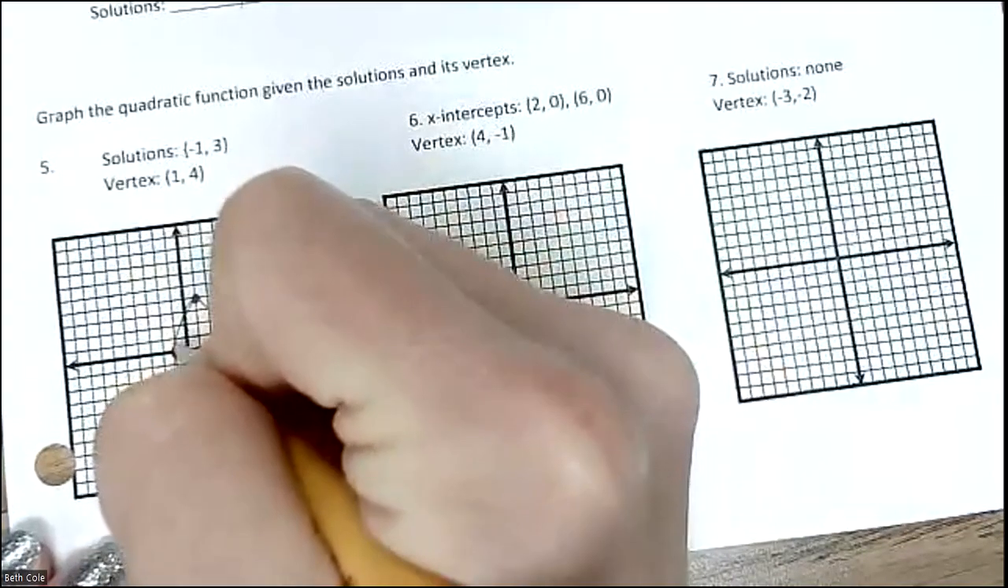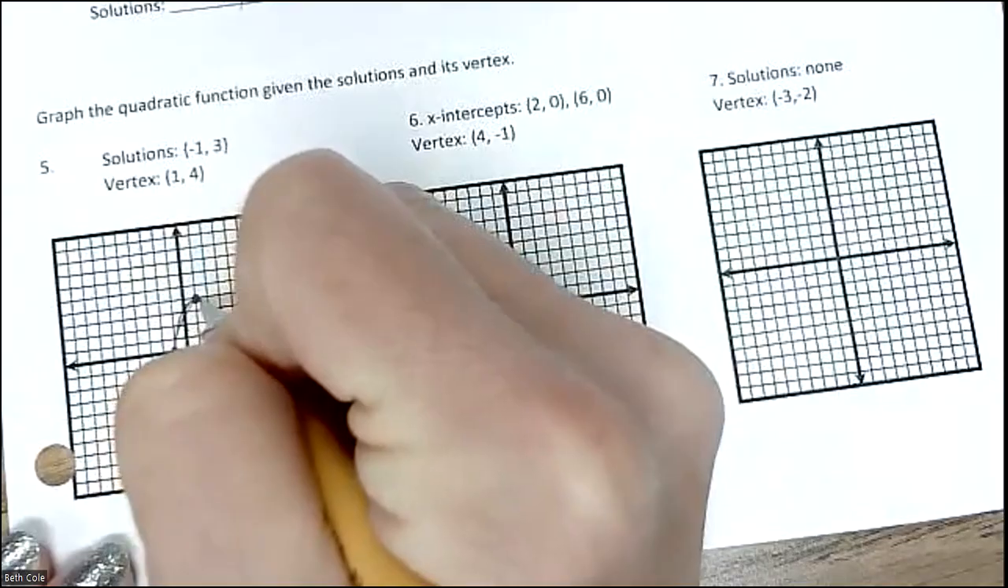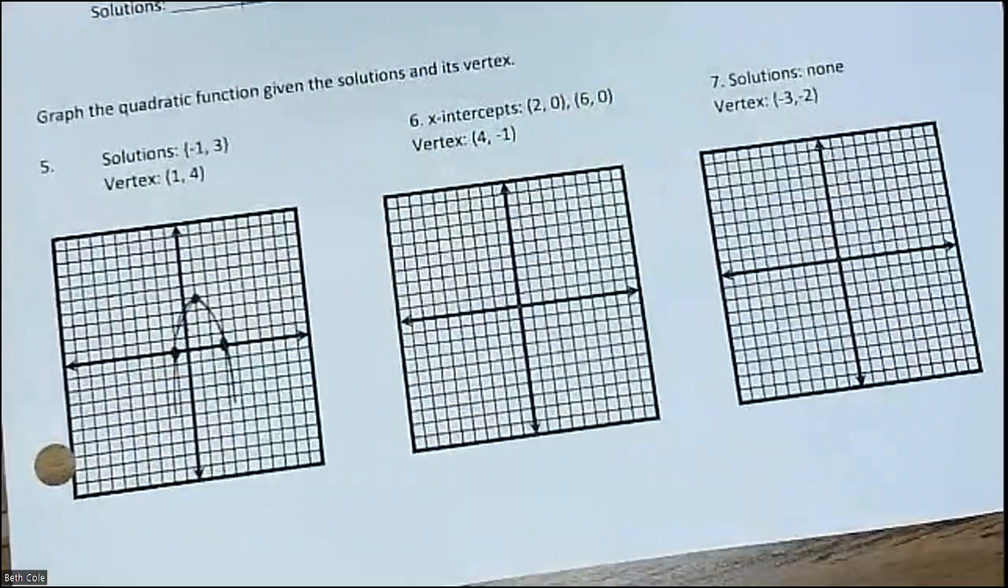That's all that there is. You're plotting the points that you're told to put, and it should be a U shape.